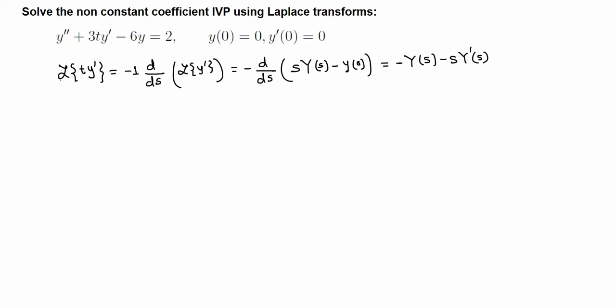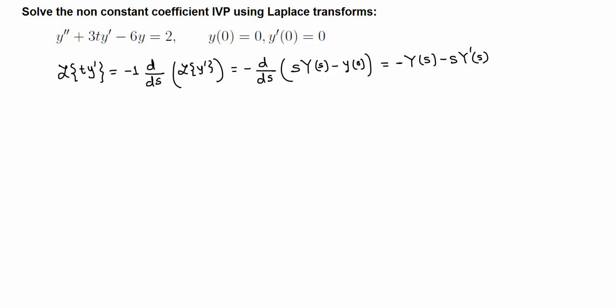Let's recall that Laplace of t times any function, here t times y prime, is given by negative 1 raised to 1, due to t raised to 1, so negative 1, times the first derivative of the Laplace of y prime. By the table or formula, Laplace of y prime is s times Laplace of y, which we denote by uppercase Y, minus y0. And now we take the derivative.